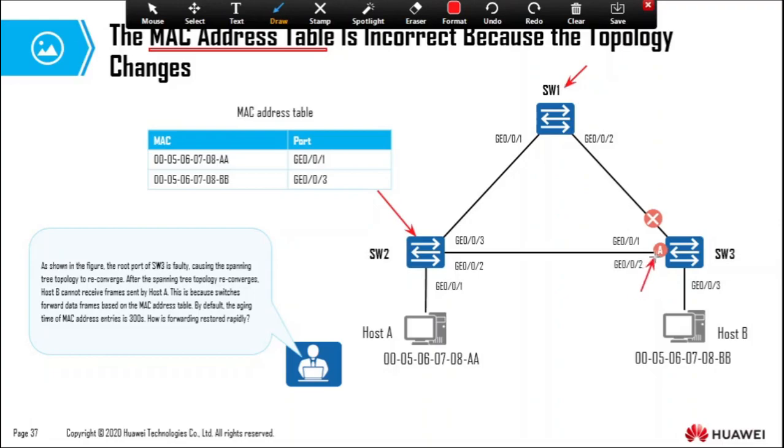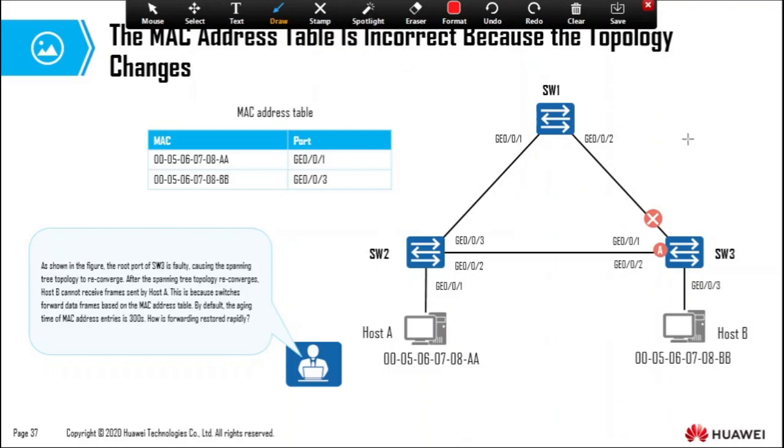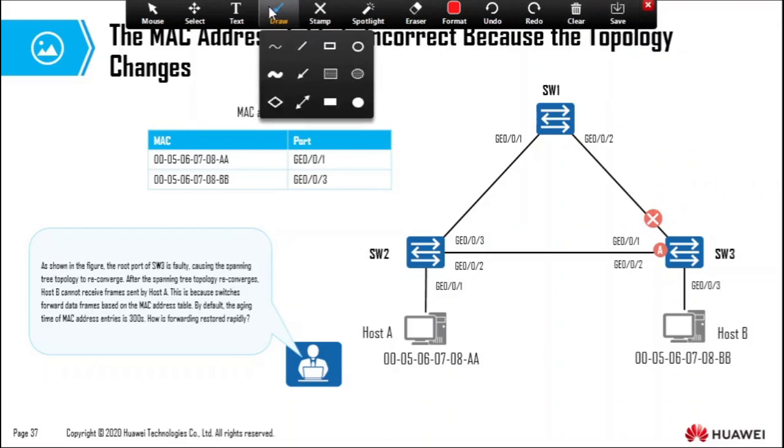This interface has been blocked. So if host A wants to communicate to host B, they are going to communicate through switch 1 like that. Is that clear? But what happens if this link fails? Okay, so let's try and see that.